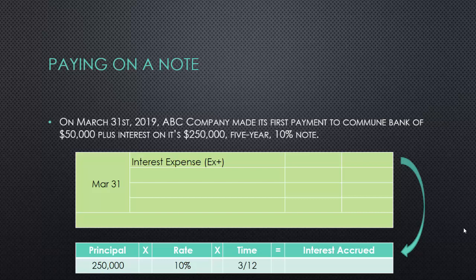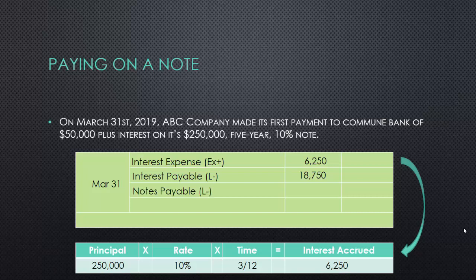250,000 times 10% times 3 out of 12 means that we need to put another $6,250 worth of interest on the books. We're going to put that in as an interest expense. We accrued interest at the end of December and made that liability interest payable. We need to take that off the books because we're paying off that as well, and that's the same number. It was $18,750.